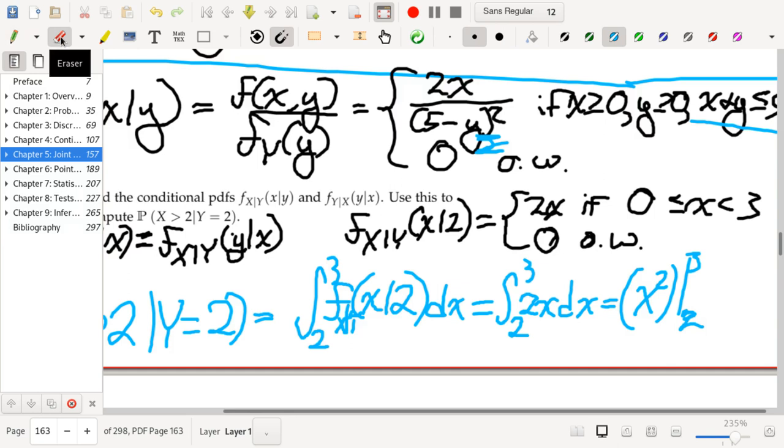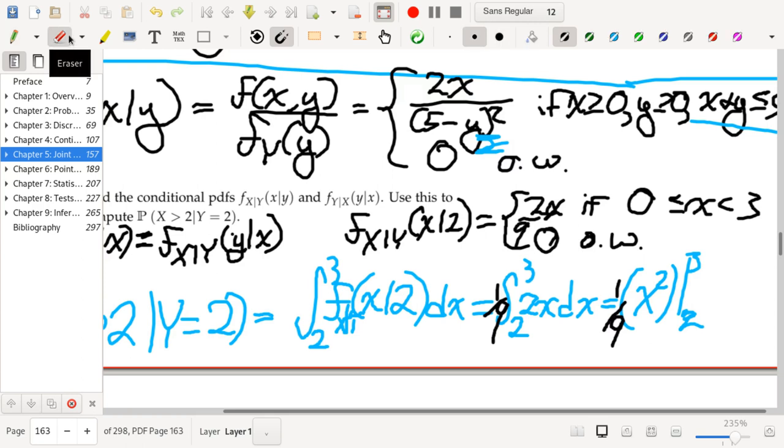Oh, oops, I screwed up. It's 5 minus 2 squared. So 5 minus 2 is 3. So this should be 2 over 9. Okay, there we go. I screwed up in the denominator business. So this should be 1 over 9. No, that's fine. That part was fine. So this should be 1 over 9. Okay. Then we got 1 over 9.